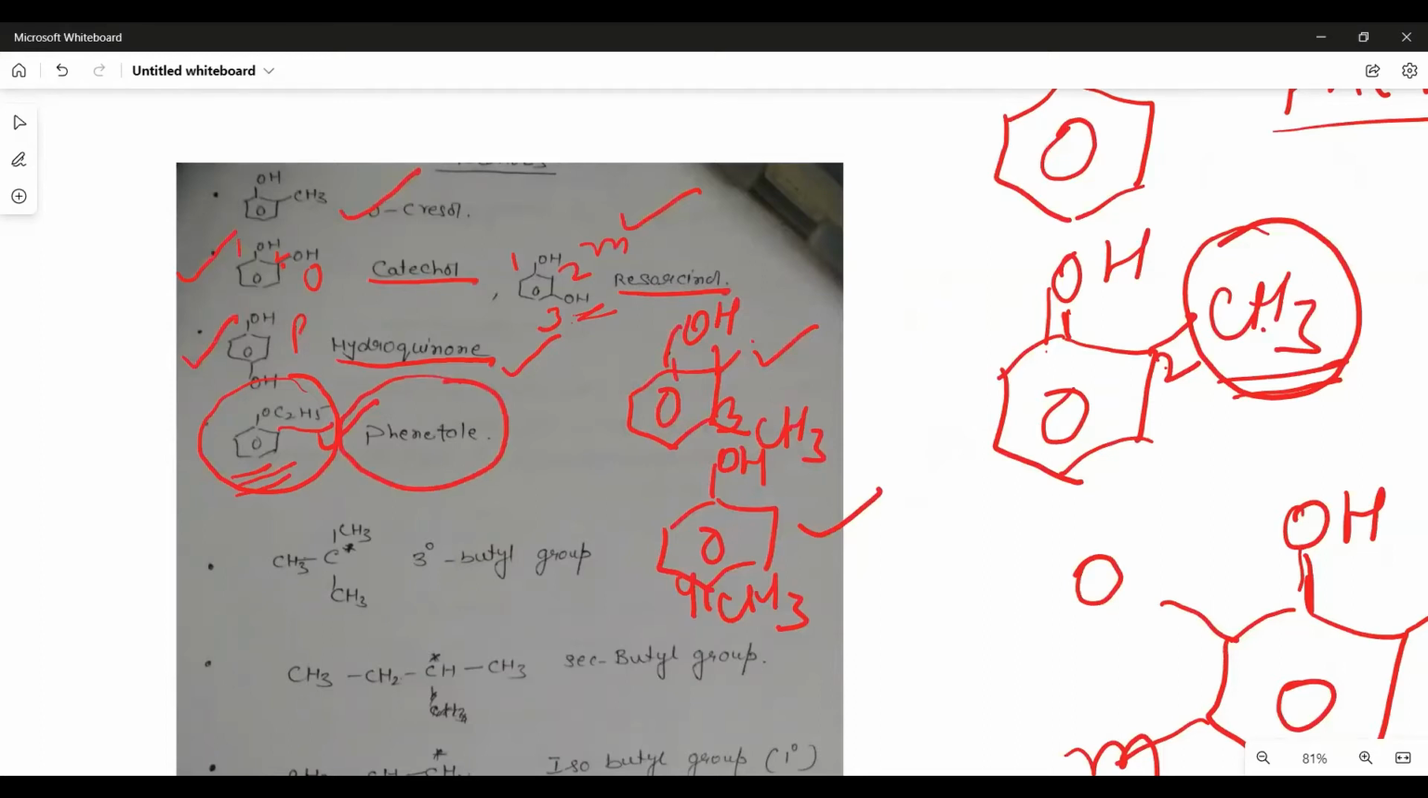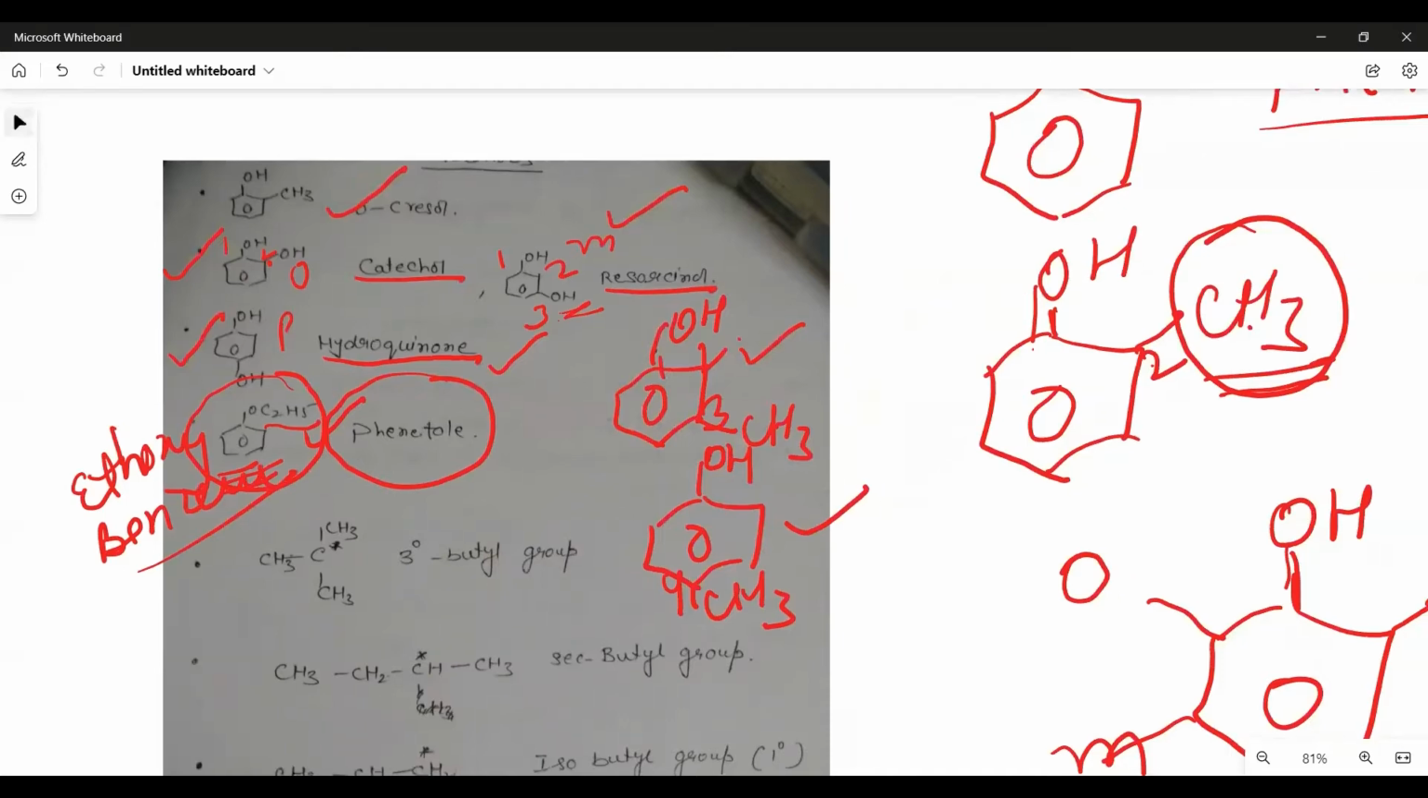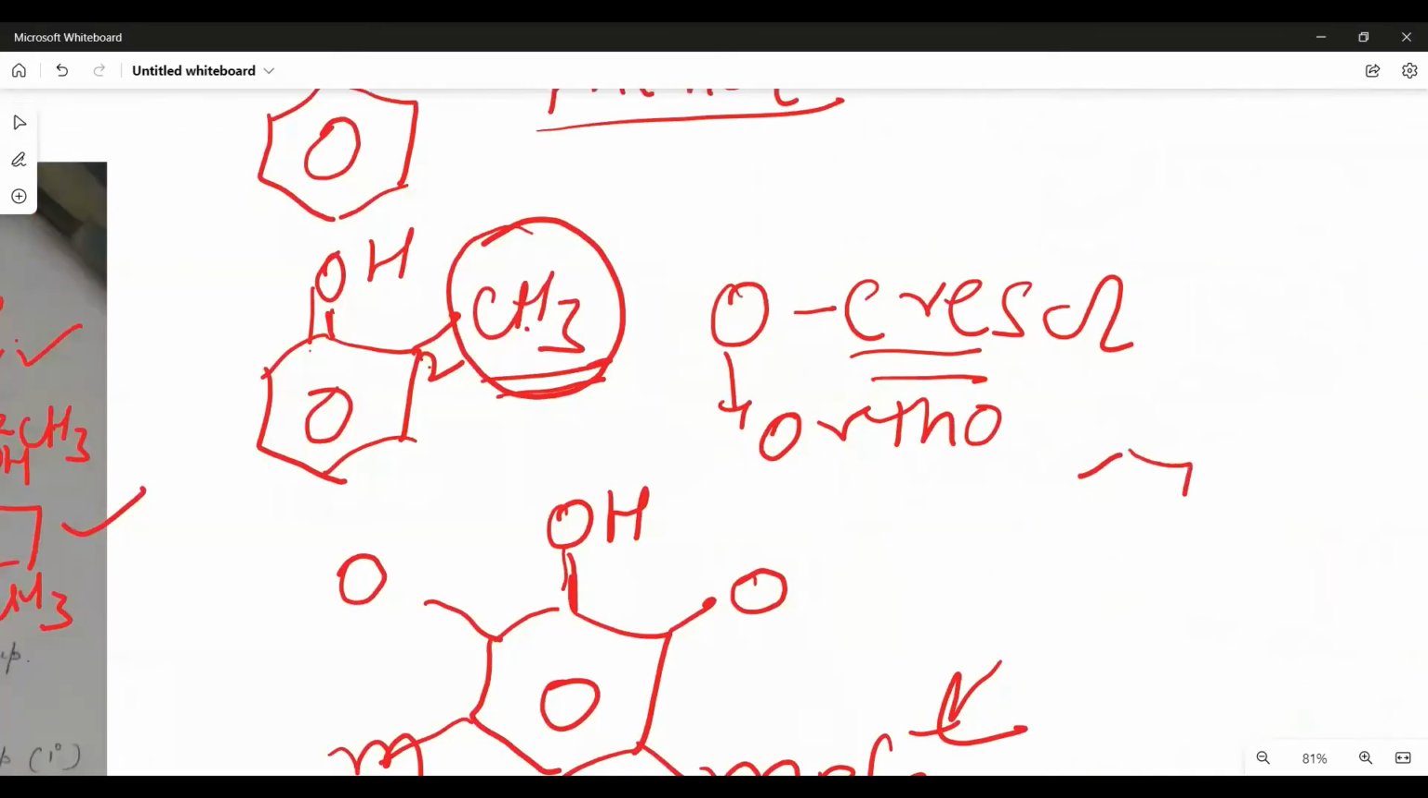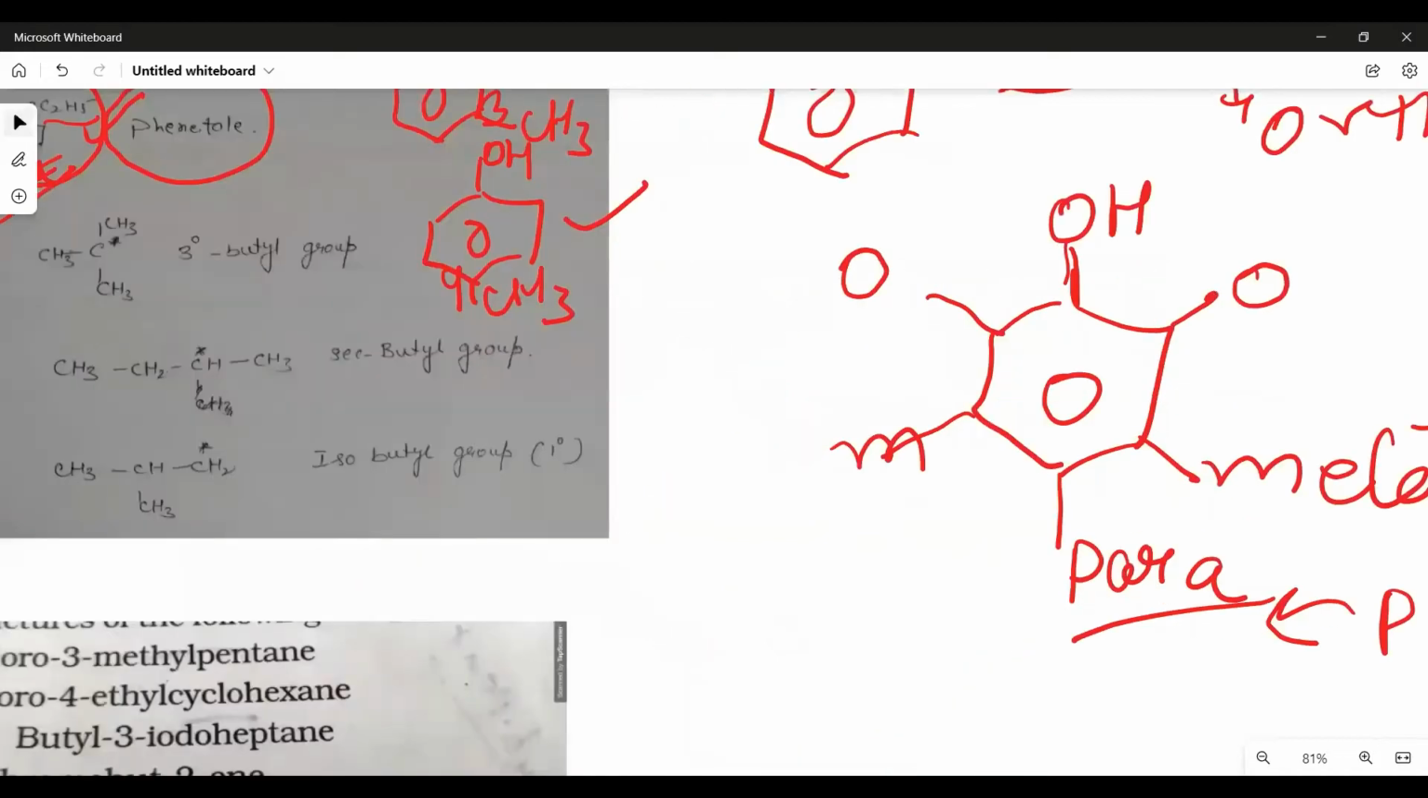Now this is called phenetole. Actually it is ethoxybenzene, because C2H5O is the ethoxy group, but the common name is phenetole. And when you see benzene along with an OCH3 group, it is methoxybenzene. What was the common name? In the previous lecture we saw that it is anisole. These common names of a few compounds are very, very important, so you should know them and practice in your copies.